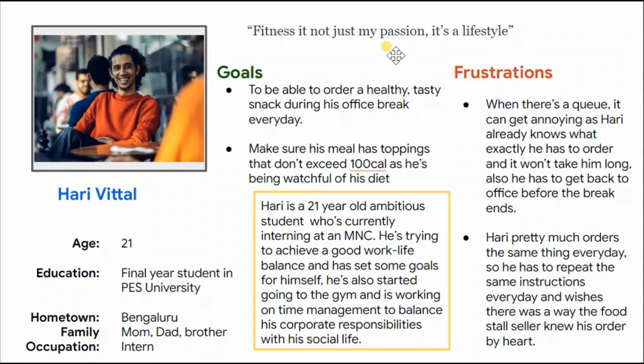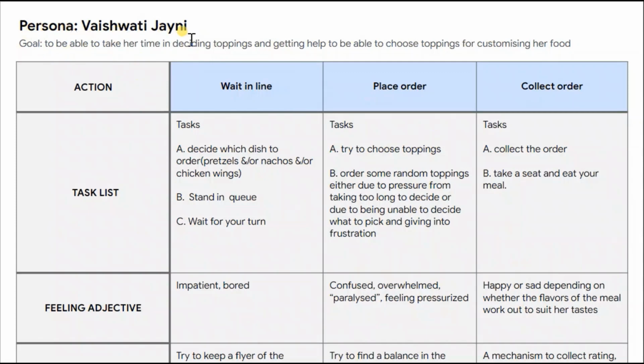And now let's see the next thing that I found to be integral to start building the app, which are the UX journey maps. So here I have the UX journey map of Vaishwati Jaini. Her ultimate end goal is to be able to take her time in deciding the toppings she wants and getting help to be able to choose toppings for customizing her food. So we've created a list under each stage that she goes through. Firstly, the first stage would be to wait in line. The second stage would be to place the order, and the third stage would be to collect the order.